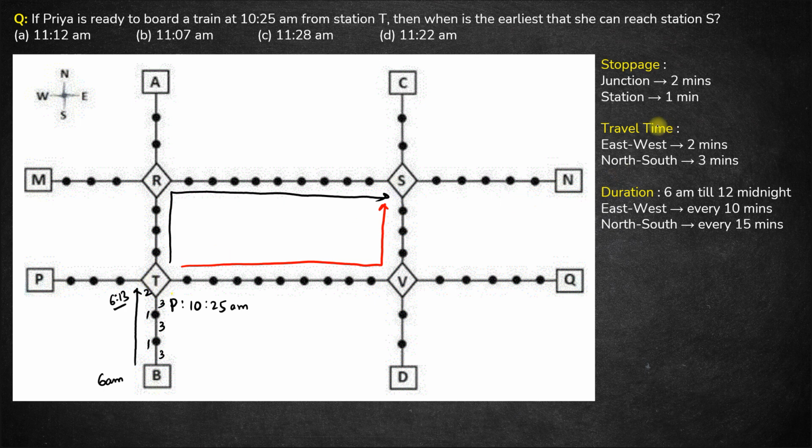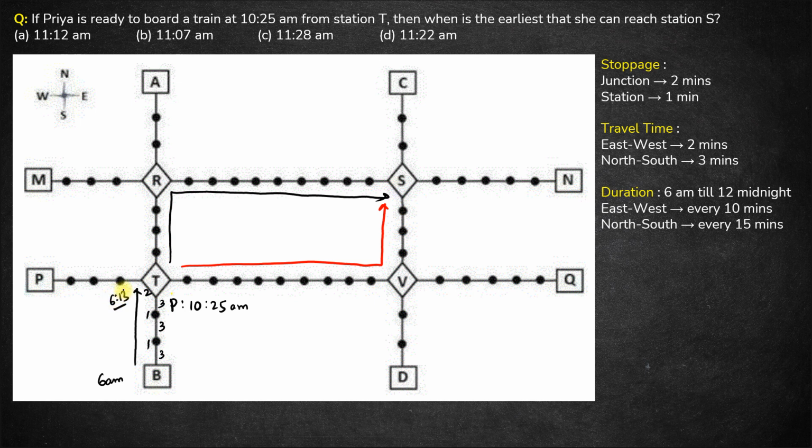And we know in the north-south direction, a train leaves every 15 minutes. So after 6:13, the next train will leave 15 minutes after this. So that will be 6:28. Then again 15 minutes after this. So that will be 6:28 plus 15, 6:43, and so on.